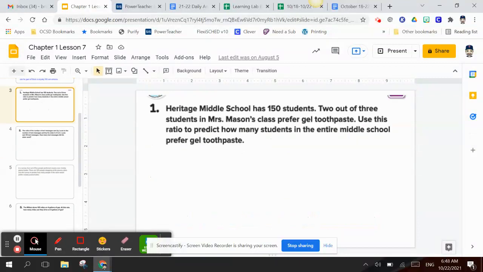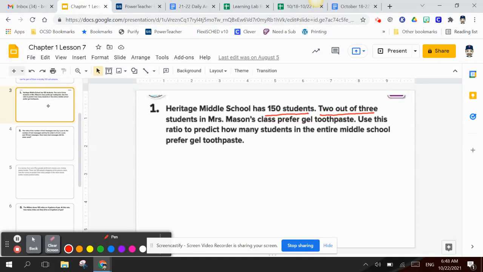So look at example 1. Heritage Middle School has 150 students. 2 out of 3 students in Mrs. Mason's class prefers gel toothpaste. Use this ratio to predict how many students in the entire middle school prefer gel toothpaste. So as I look through, I hear that we have 150 students. And I know that 2 out of 3 students prefer gel.